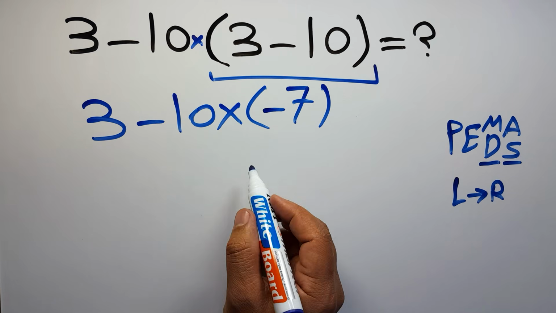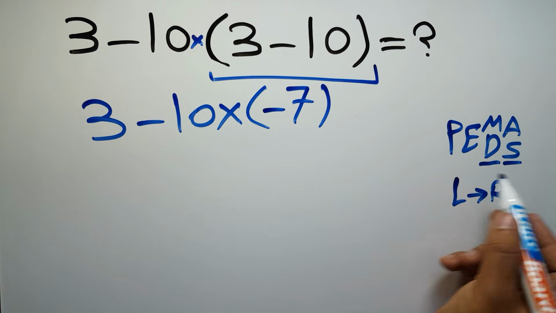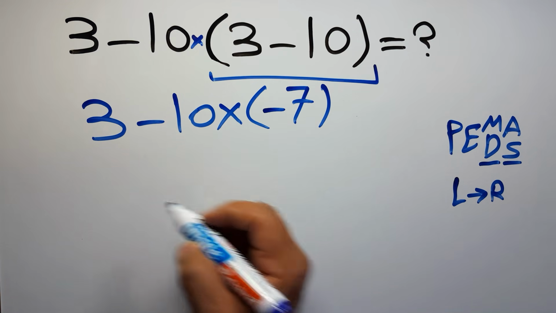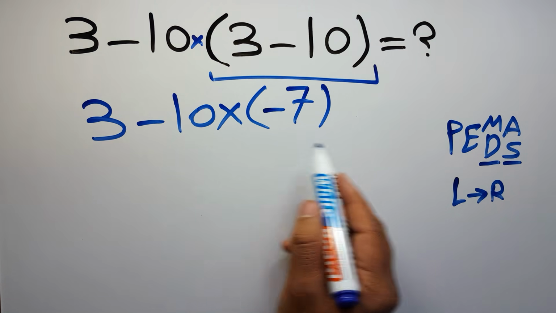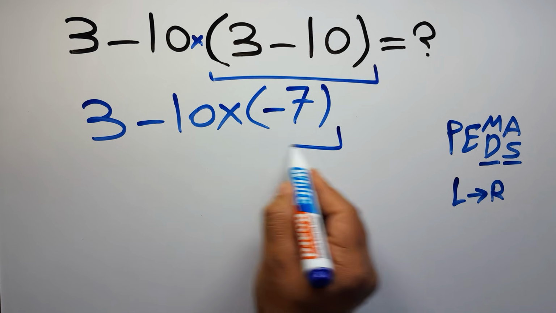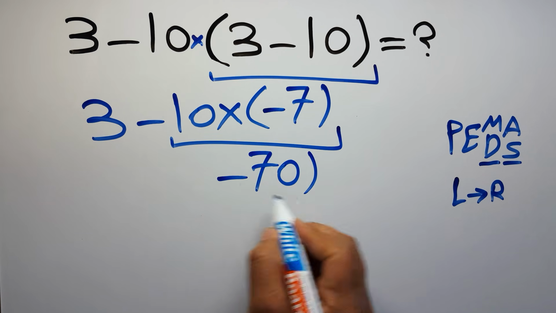Now in this expression we have one subtraction and one multiplication. According to PEMDAS, multiplication has higher priority than subtraction, because multiplication comes before subtraction. So here, first we have to do this multiplication. 10 times negative 7 gives us negative 70.